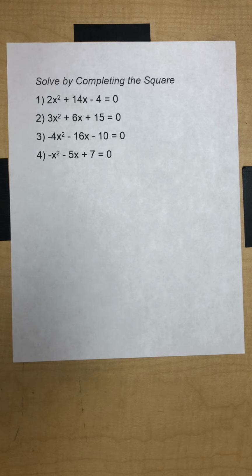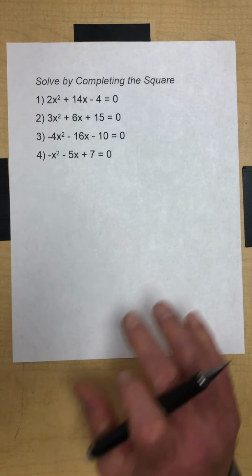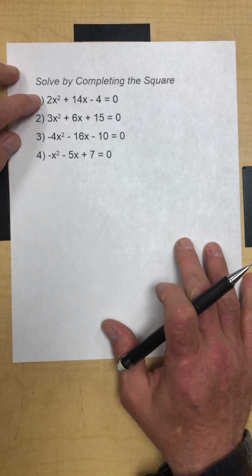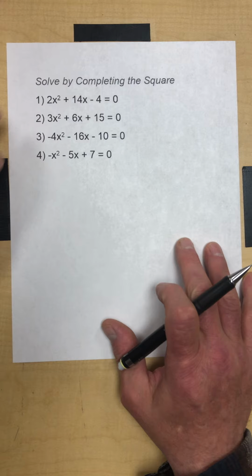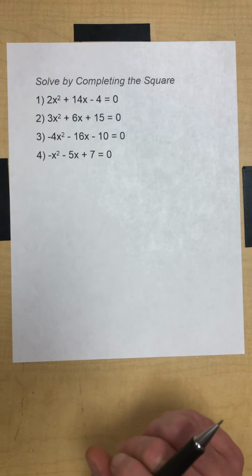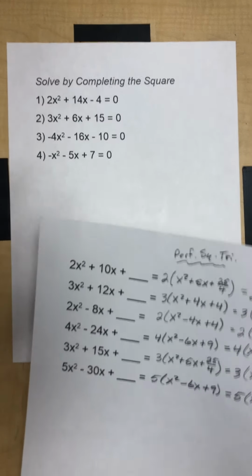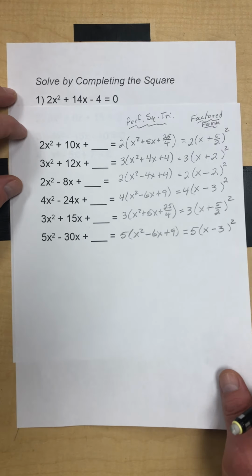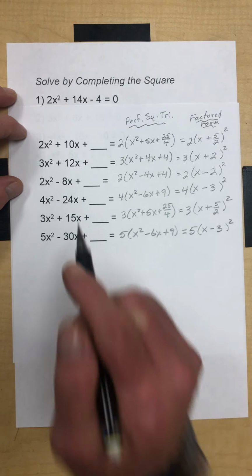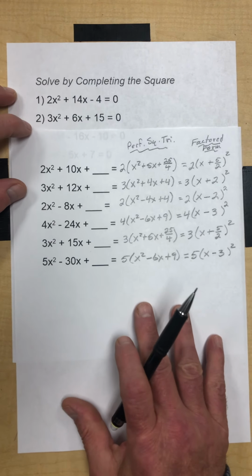Wanted to take a look at some problems where we are solving quadratics by completing the square and how to deal with what happens if our leading coefficient is not 1. Okay, now we did some problems similar to this yesterday. Okay, these guys right here, but there's a big difference here.